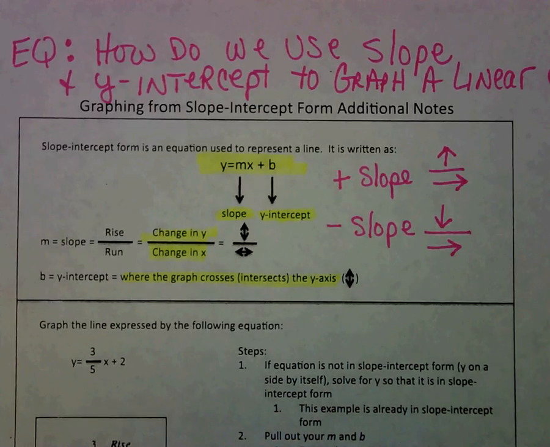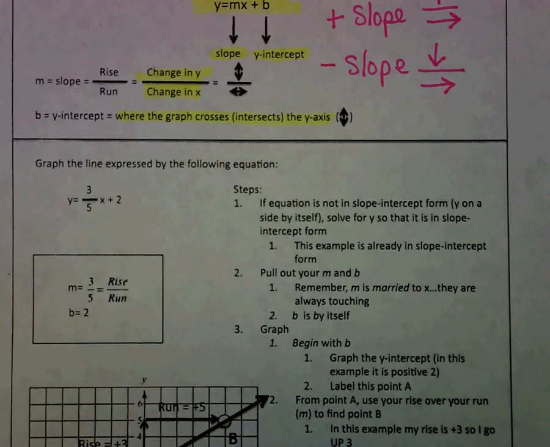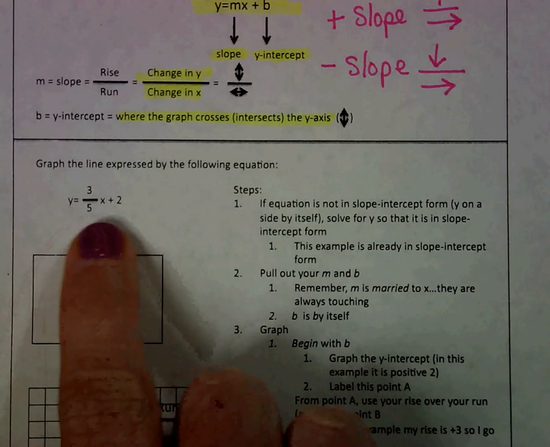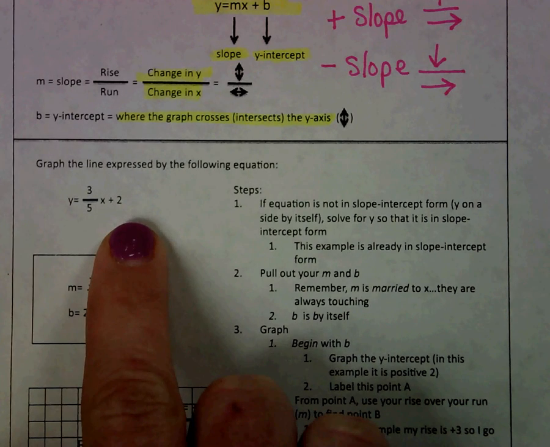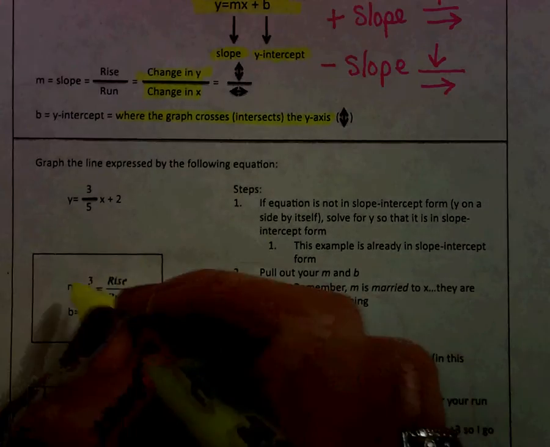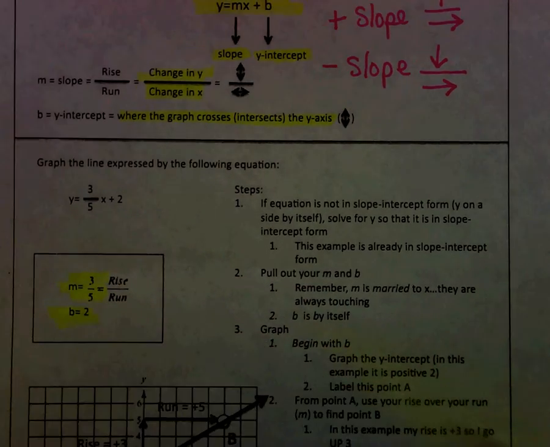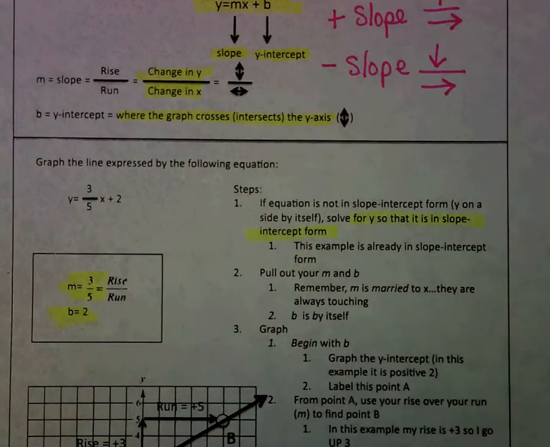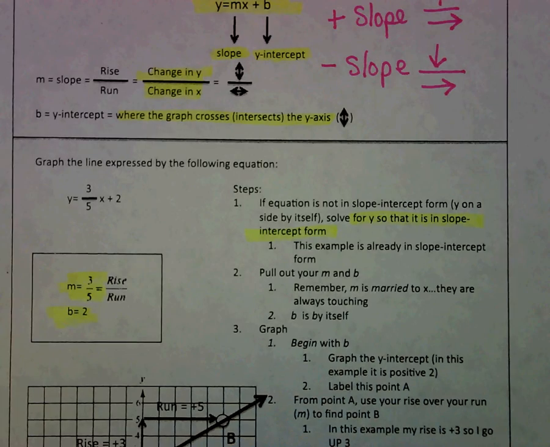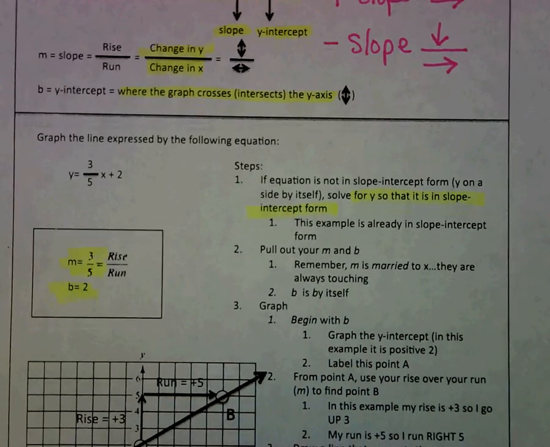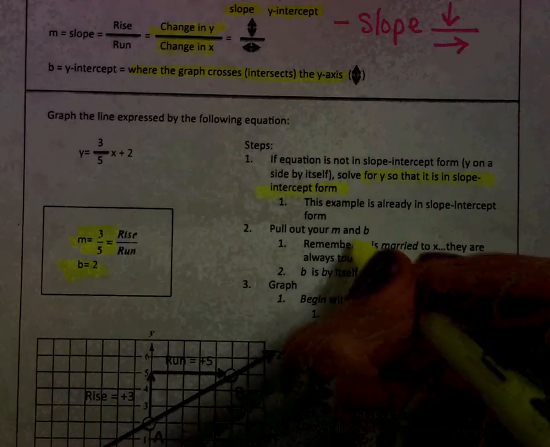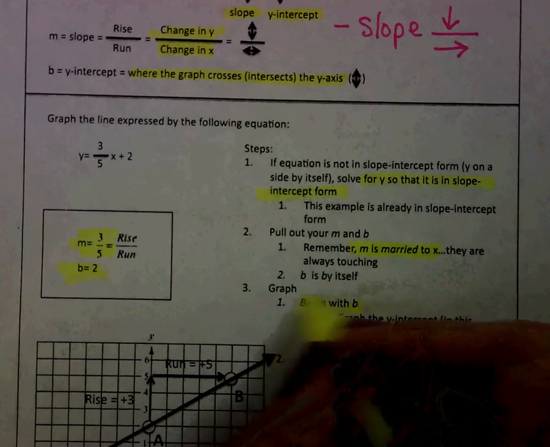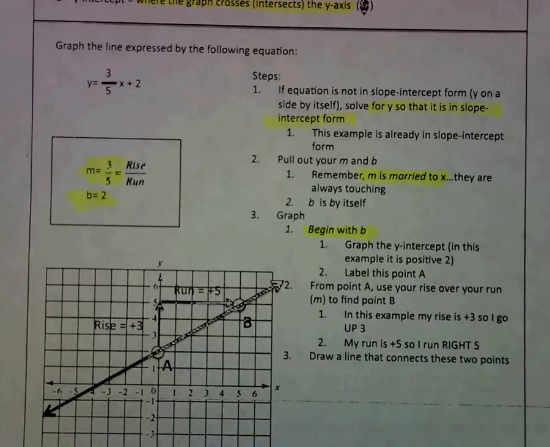So looking at the first example, we need to make sure that our equation is in slope-intercept form. It is already in slope-intercept form. So the next thing we need to do is identify our slope and y-intercept. And so you can see right here that they have identified our slope and y-intercept. So always make sure that it's in y equals form, our slope-intercept form. And so now to graph this, once we've identified our slope and y-intercept, and I like this little note here where it says m is married to the x for our slope, we're going to begin with b. We're going to begin with the y-intercept.